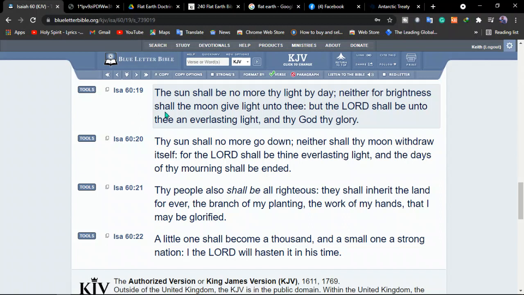Let's learn together. The sun shall be no more thy light by day, neither for brightness shall the moon give her light unto thee. But the Lord shall be unto thee an everlasting light, and thy God thy glory. Are you seeing this talking about the millennial time? When we'll be with Jesus. The sun shall be no more thy light by day. No, the light now will be of Jesus.